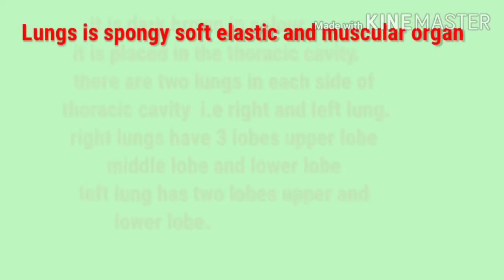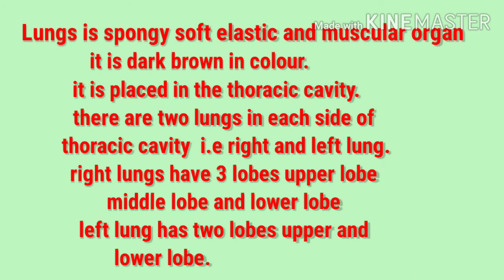Now we'll understand the features of the lungs. The lungs are soft, spongy, elastic and muscular organs protected by the rib cage. They are dark brown in color and placed in the thoracic cavity. As I just told you, there are two lungs, one on each side of the thoracic cavity. The right lung has three lobes, the upper, middle and lower lobe, and the left lung has two lobes, the upper and lower lobe.